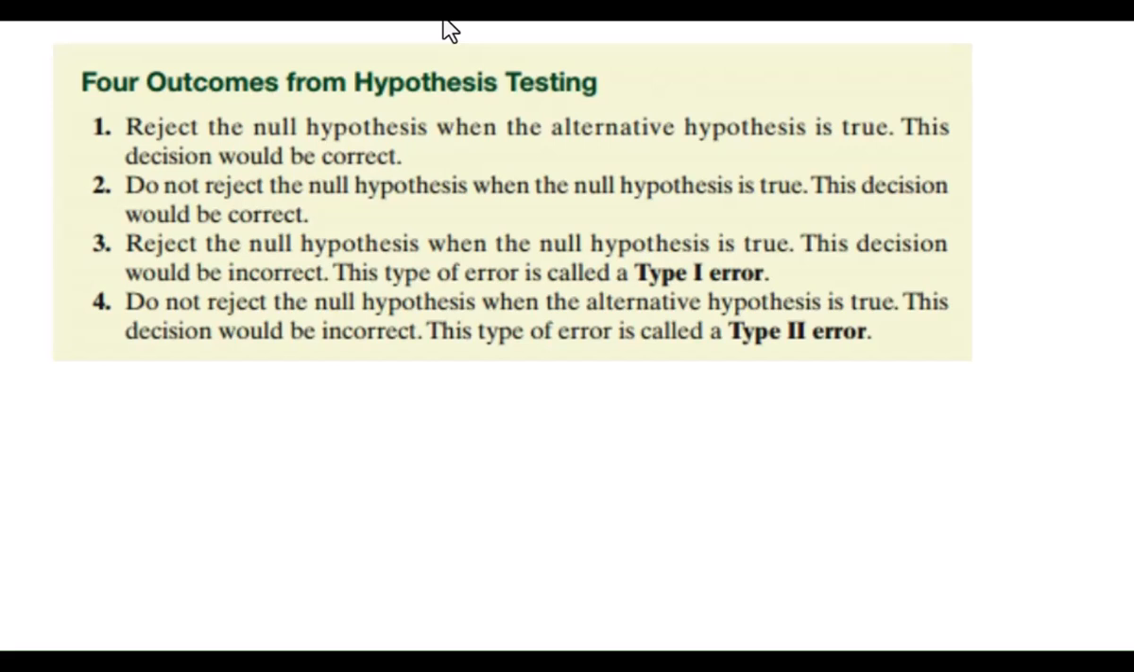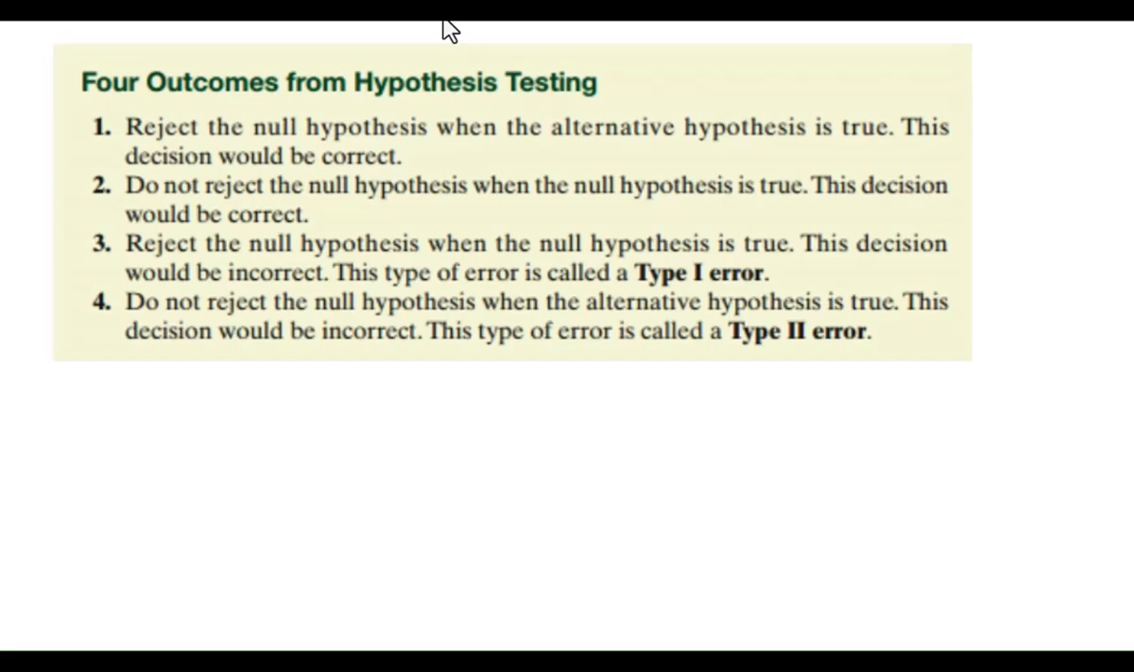That's a good decision. Number 2, the null hypothesis is true, and we don't reject it. Well, there's another good call. So those first 2, we make the right decision. One when the null is not true, and one when the null is true. Number 3, the null is true, but we reject it. We passed right by the correct answer. That's called a type 1 error, when the null is true and we reject it.